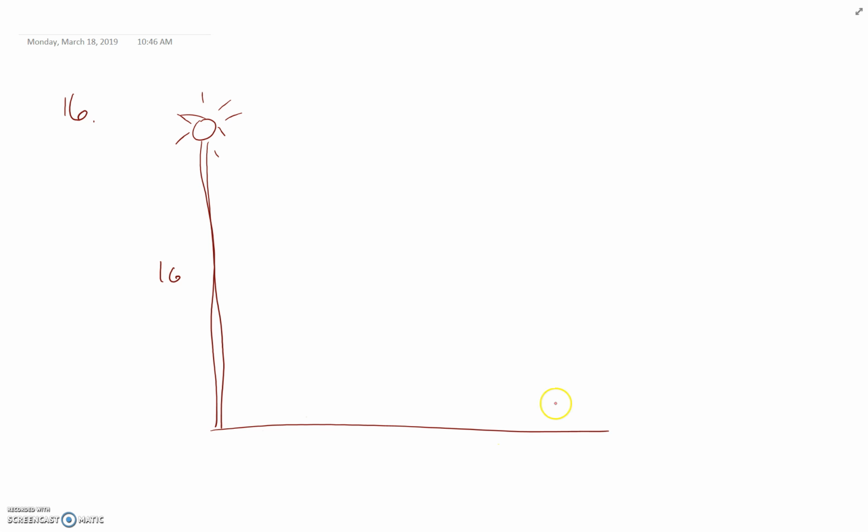Okay, number 16 on the worksheet. A 6 foot tall man walks at a rate of 4 feet per second toward a street light that is 16 feet above ground. So here's the street light. Here's a 6 foot man. Six foot. And you can see the shadow, right? So here's the shadow right here.